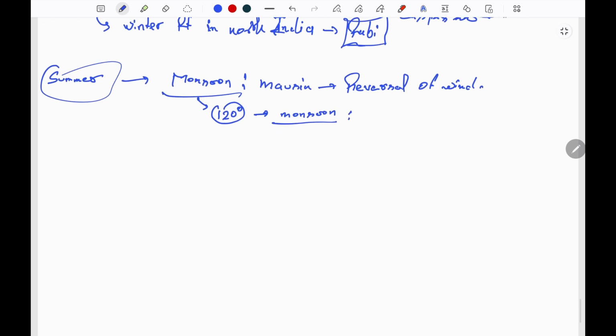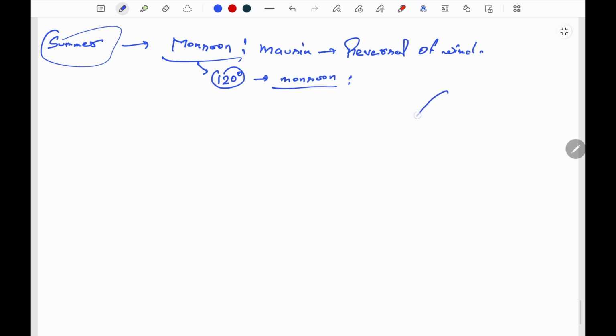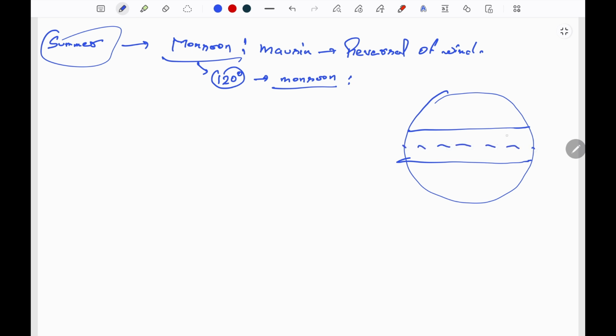Now first let us look at the original conditions. In the tropical region, this is the equator. This is how the trade winds are blowing. In the northern hemisphere, they are blowing from the northeast direction, and in the southern hemisphere, they are blowing from the southeast direction. They are converging at an area which is known as ITCZ, that is Intertropical Convergence Zone.